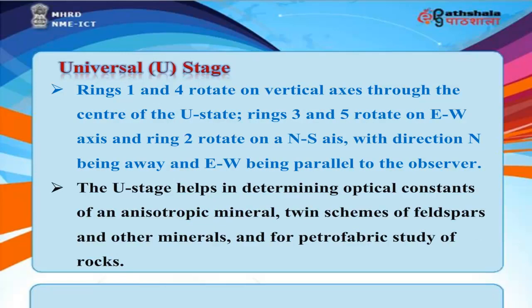Rings 1 and 4 rotate on vertical axes through the center of the U-stage. Rings 3 and 5 rotate on east-west axes, and ring 2 rotates on a north-south axis, with direction north being away and east-west being parallel to the observer. The U-stage helps in determining optical constants of an anisotropic mineral, twin schemes of feldspars and other minerals, and for petrofabric study of rocks.